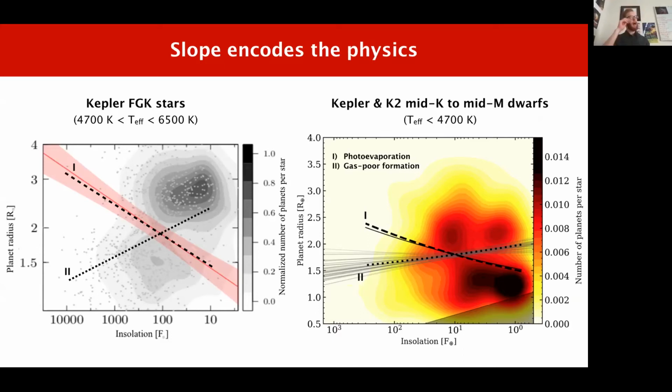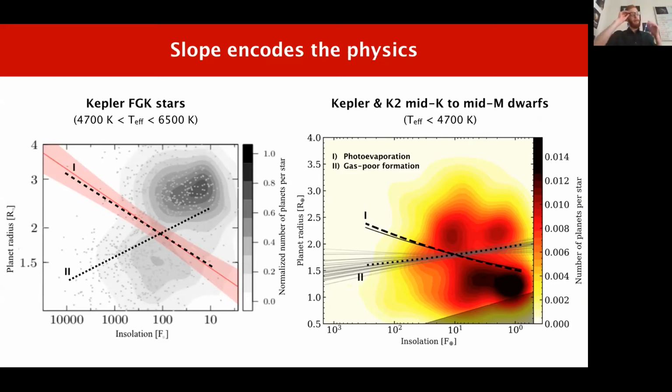So this was really the first detailed investigation of the radius valley around low mass stars. And we saw this flip in the slope and interpreted it as evidence that the dominant physical process that is sculpting the radius valley is clearly different in these two stellar mass regimes, right? So thermally driven mass loss seems to dominate around the FGK stars, but it becomes less efficient as you move towards the lower mass M dwarfs.